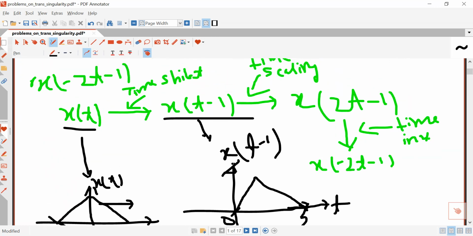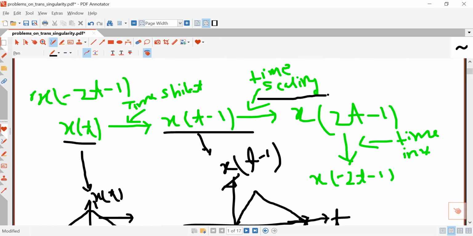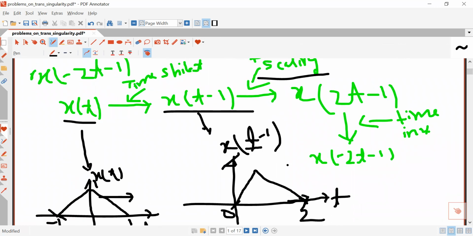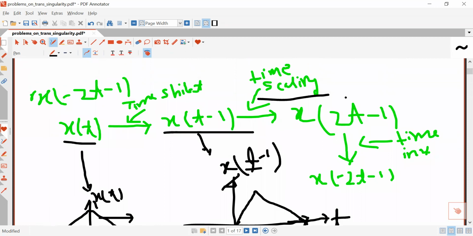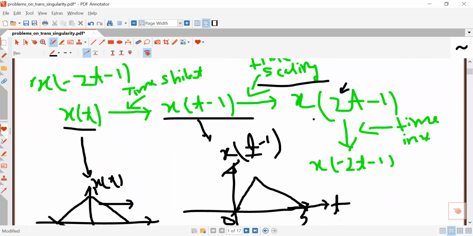Now what you will have to do is time scaling. This t will be replaced by 2t. So this is time scaling. And here a is 2, which is greater than 1. So this process will compress the signal.